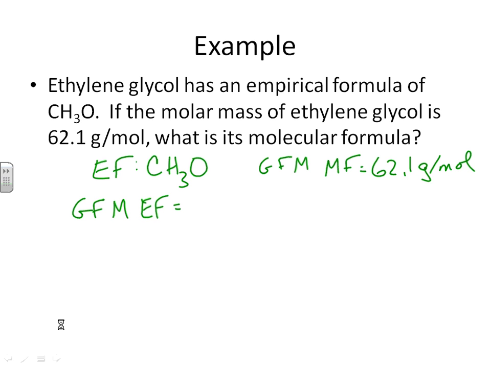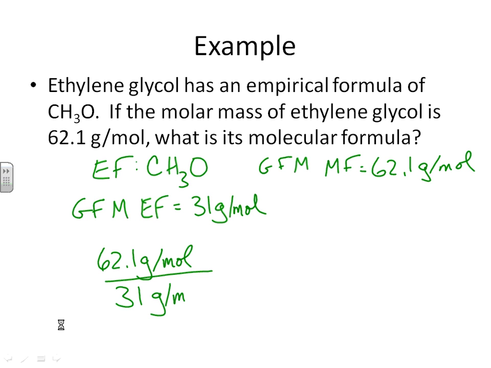The gram formula mass, hopefully, again, please do this on your own as well. Confirm that you're getting the same number as I am. Gram formula mass of the empirical formula is 31. I get 31 grams per mole. All right, so now we've got the molecular at 62.1, the empirical at 31. We're going to divide those two to get the ratio between them, the molecular divided by the empirical. And hopefully, even without a calculator, you can see that this ratio is 2.